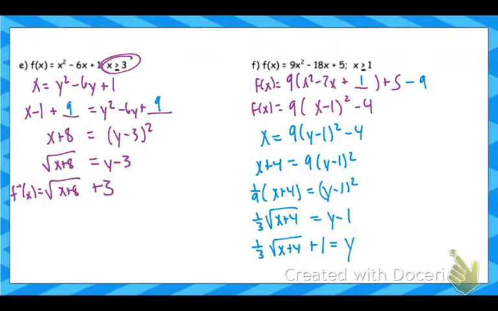And again, we can consider the positive square root because the original domain was x is greater than or equal to 0. That means our inverse's range will be y is greater than or equal to 1. And that happens with that positive square root. It's also a good way to help us check our answer.